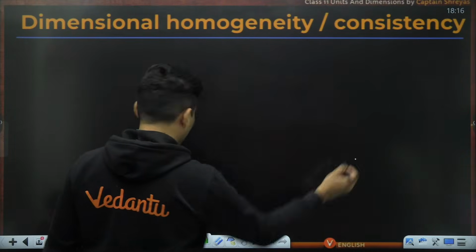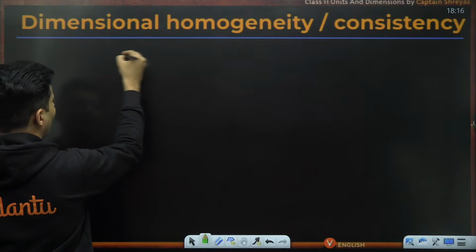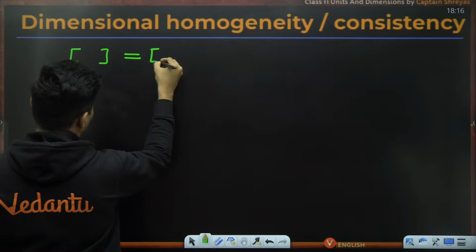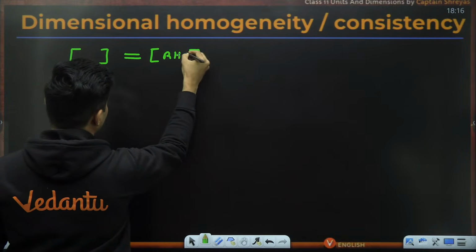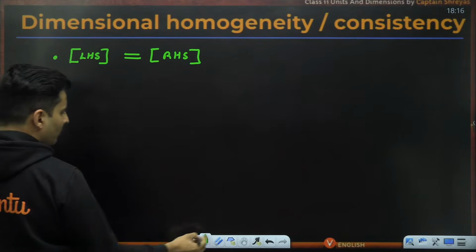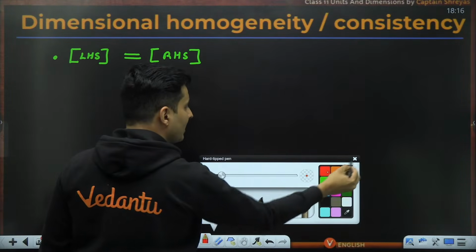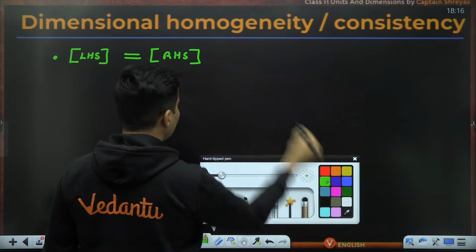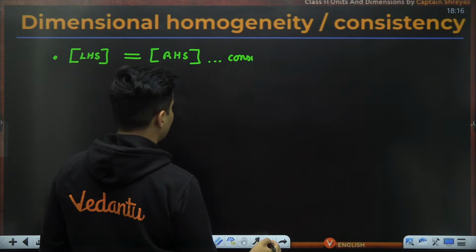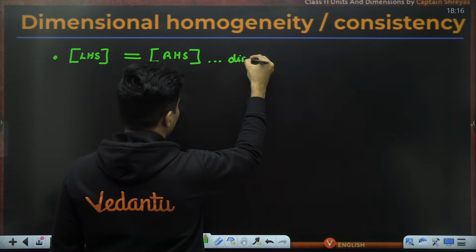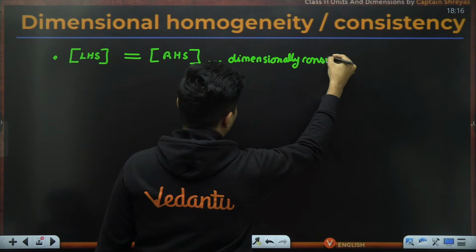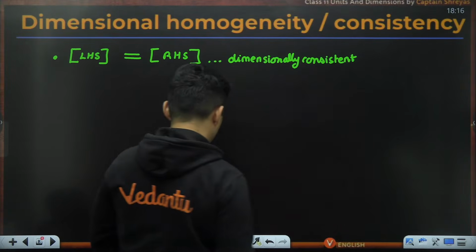Another important thing is that if you have some equation and you put an equal sign, the dimensions on the left hand side and the dimensions on the right hand side will always have to match, or else it will be said to be inconsistent. So this is said to be a consistent equation. Which kind of consistent? Dimensionally consistent. This is a dimensionally consistent equation.